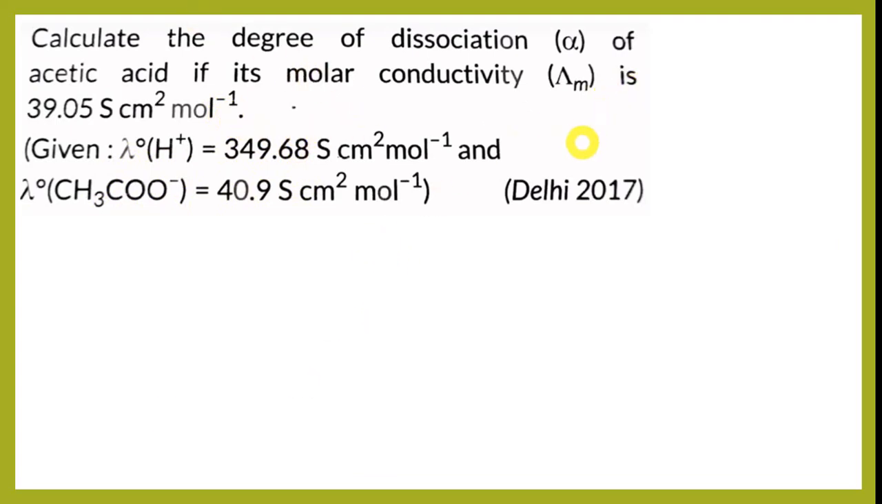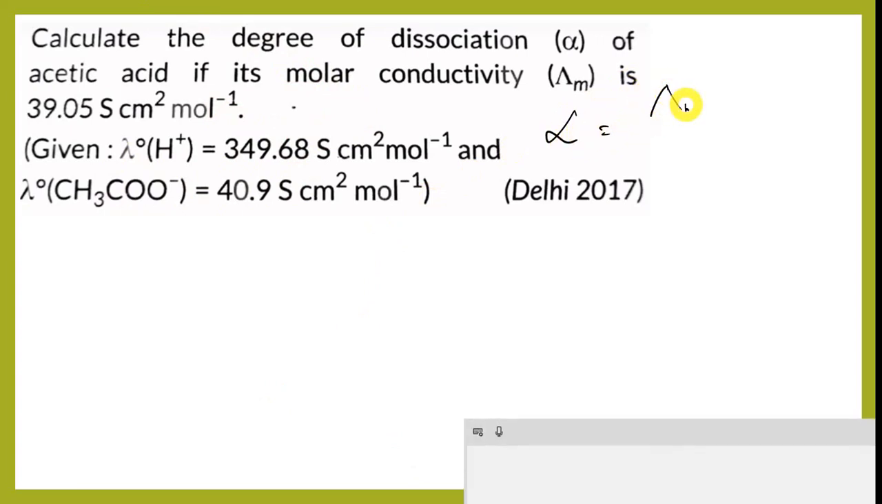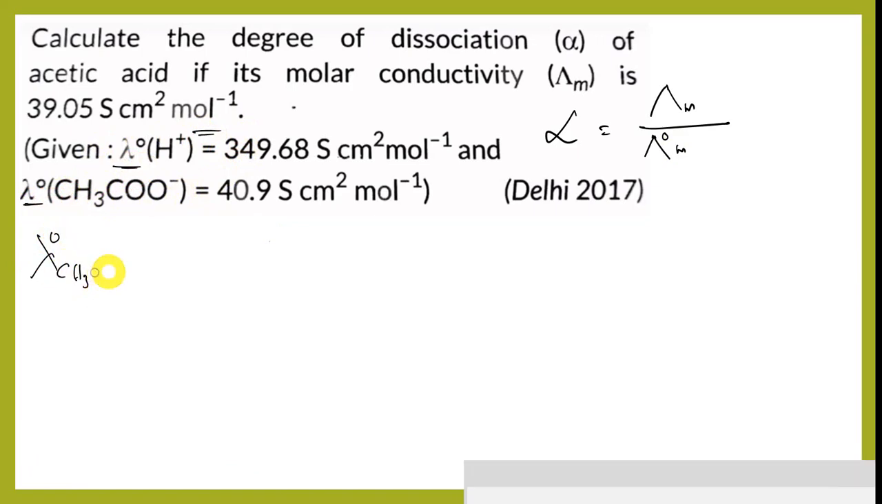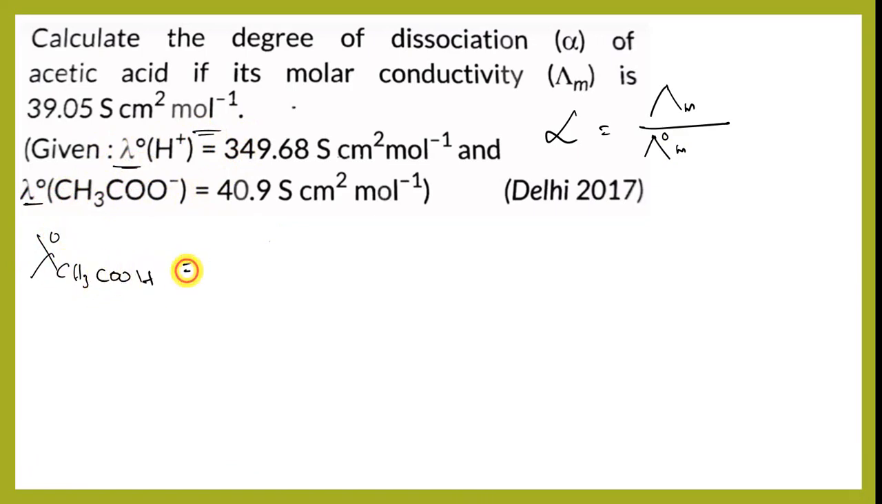So the degree of dissociation alpha, the formula for alpha is lambda m by lambda naught, right? Lambda m of acetic acid has been given here, so we have to find out lambda naught m by using these two values. The lambda naught m of CH3COOH is equal to the sum of these two things, that is, the lambda naught of acetate ion, CH3COO minus, plus lambda naught of H plus ion.